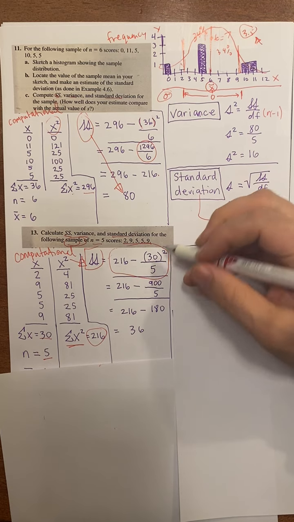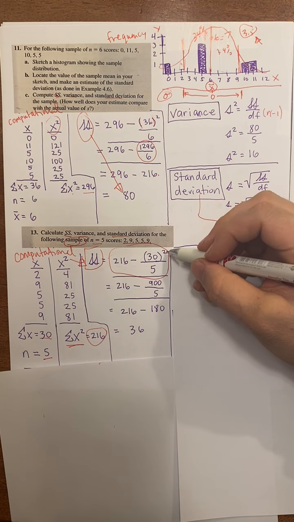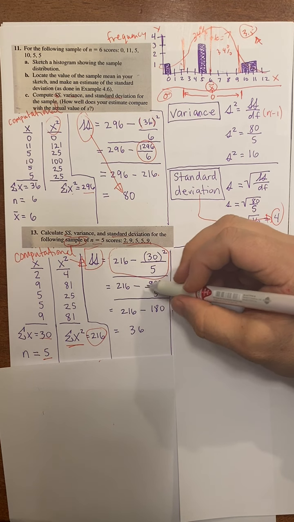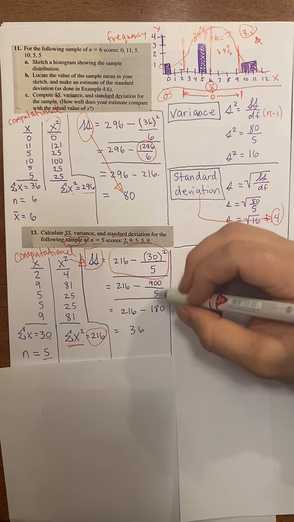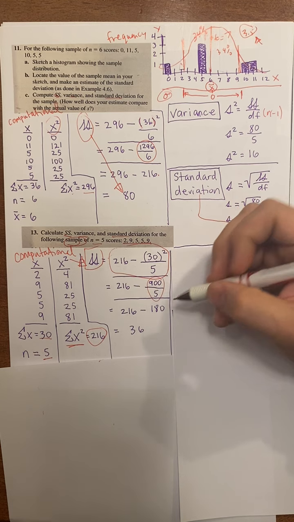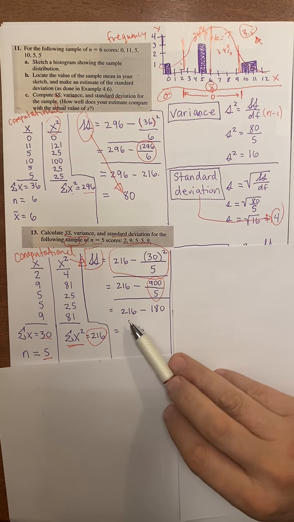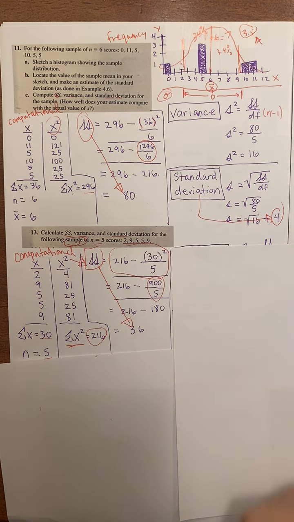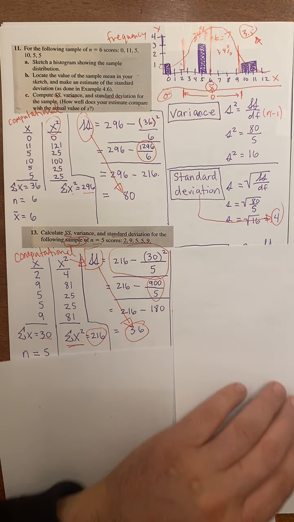First thing that we're going to do with the math is take care of the exponent. That gives us 216 minus 900 divided by 5. From there, the next thing we do is take care of the division problem, which gives us 216 minus 180. And so then we find that our sum of squares value is 36.